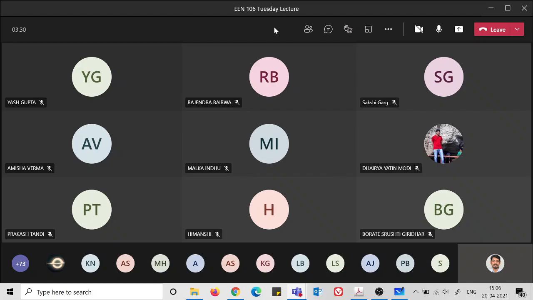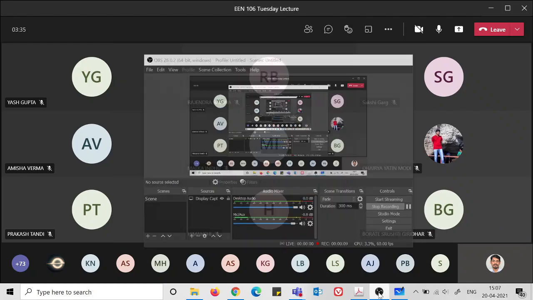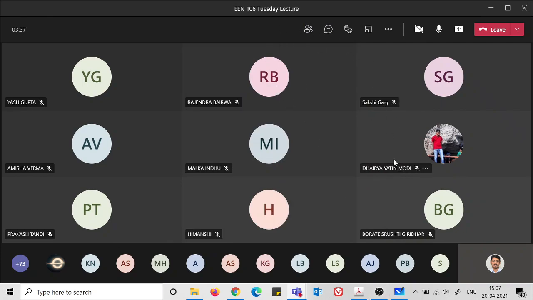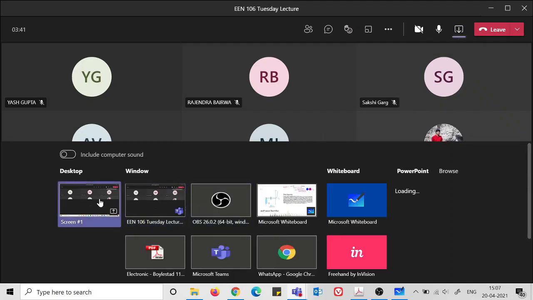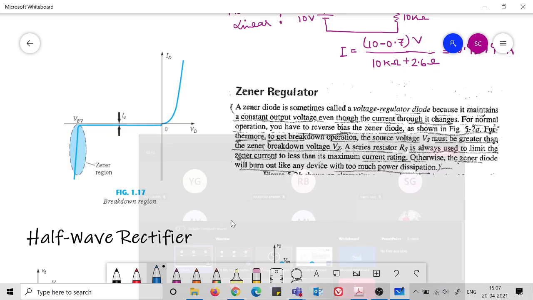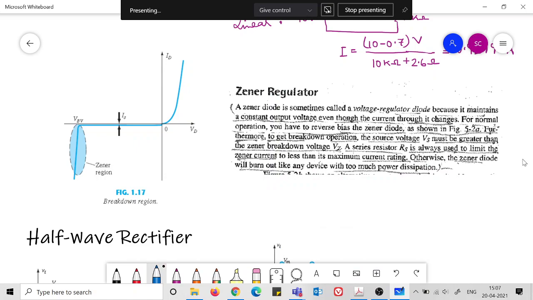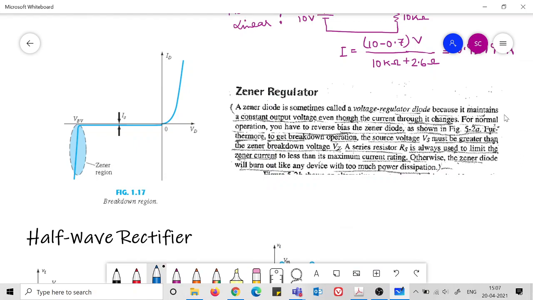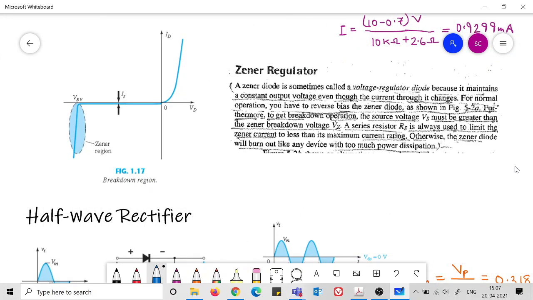Yes. So I will share the screen now. Share the screen. So are you able to see the screen now? I hope it is visible. Yes. So okay.